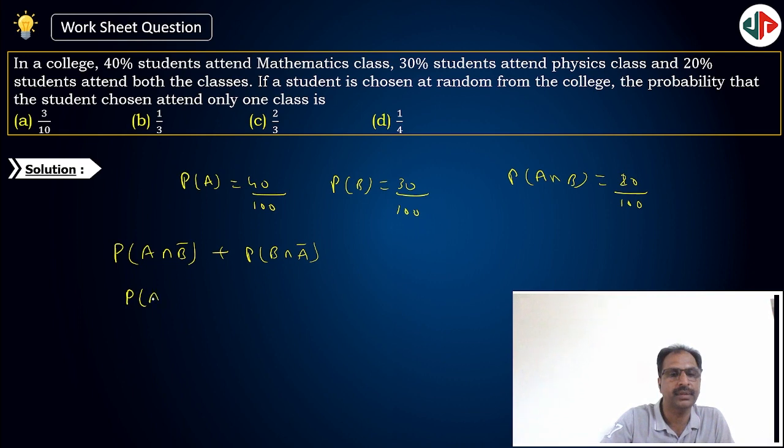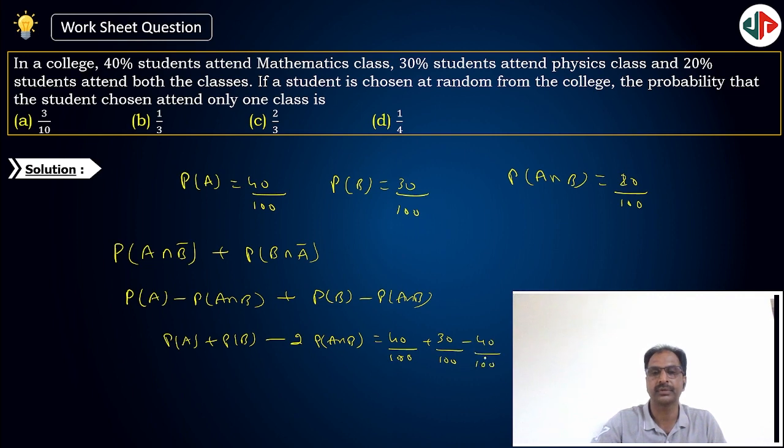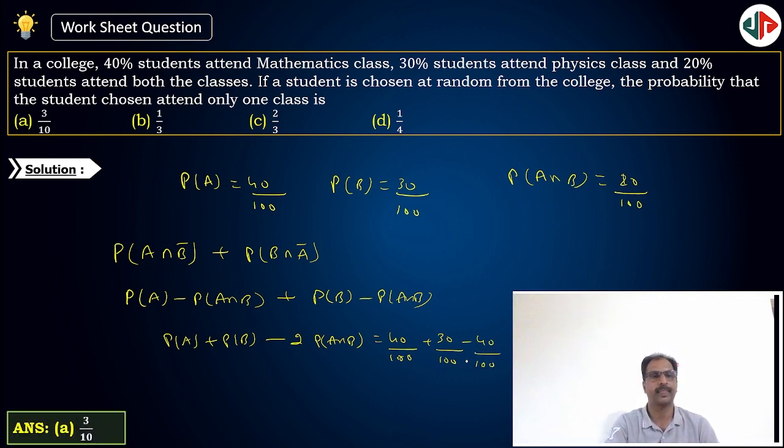P of A intersection B bar is nothing but P of A minus P of A intersection B. P of B intersection A bar is nothing but P of B minus P of A intersection B. So this is P of A plus P of B minus 2 times P of A intersection B. That is 40 by 100 plus 30 by 100 minus 40 by 100. So the answer is 30 by 100 or 3 by 10. Option A.